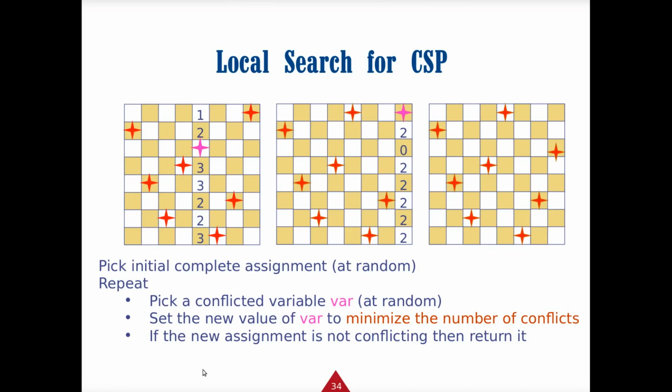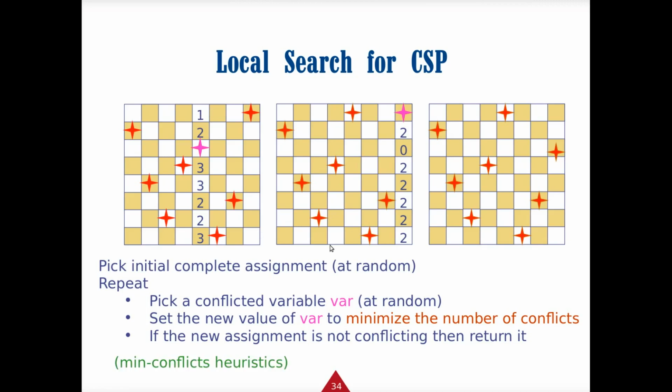And so to pick an initial complete assignment at random, and then pick a conflicted variable at random, and then select a new value for var to minimize the number of conflicts. If the new assignment is not conflicting, then return it. So basically what it's saying is, you initially assign the values, and then try to pick the one with the least number of constraints, and then move those around until you get to the right spot.